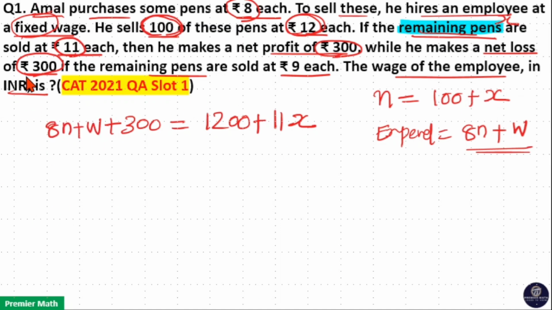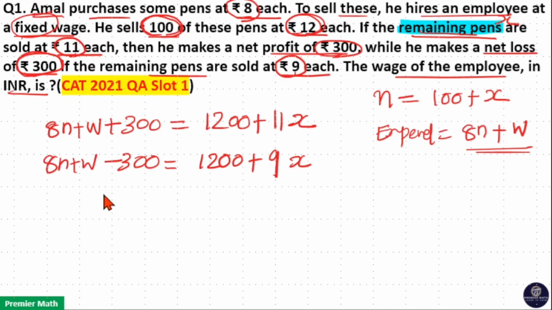Now in the second case, he makes a loss of 300 rupees. Loss means minus 300. So when he sells 100 of these pens at 12 rupees each, that means 1200, plus the remaining pens at rupees 9 each. Remaining pens are x at rupees 9 each means 9x. So when he sells at this selling price, he makes a loss of 300. Loss of 300 means selling price is 300 rupees less than the expenditure. Here expenditure is 8N plus W. Now we have two equations.